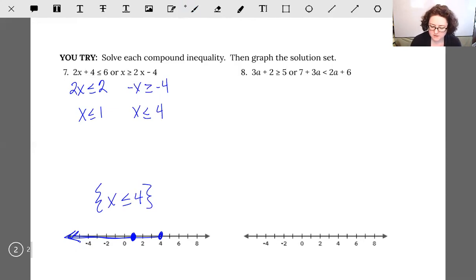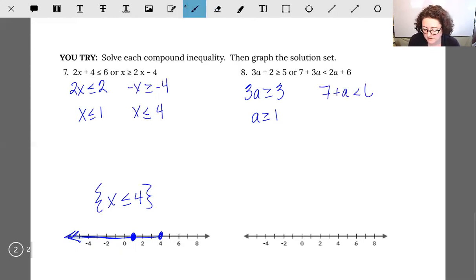Okay, number 8. So 3a plus 2 greater than or equal to 5. Let's subtract our 2, excuse me, subtract our 2, which gives us a 3. And then divide both sides by 3. So a is greater than or equal to 1. Sorry about that. That is an a. So then 7 plus 3a is less than 2a plus 6. I'm going to go ahead and subtract 2a from both sides, which will give me 7 plus a less than 6. Subtract 7 from both sides. Again, do not change your sign unless you're multiplying or dividing by a negative. So we get a is less than negative 1.